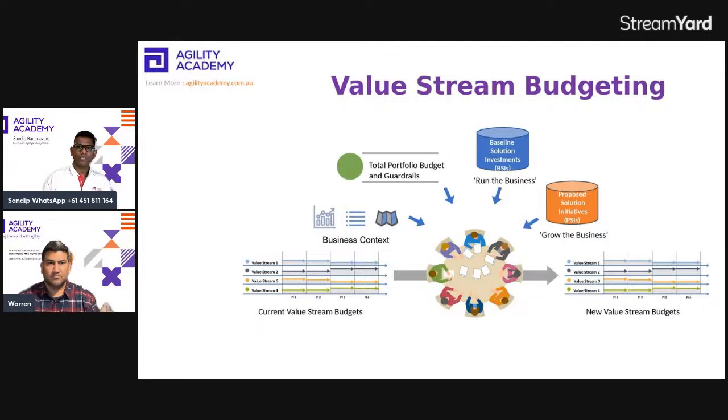So let's continue our journey on value stream budgeting. When you talk about value stream, remember value stream starts and ends with customer. Anything which is going to help you to deliver value is considered a part of your value stream. That can be people, processes, products, systems, information, everything.